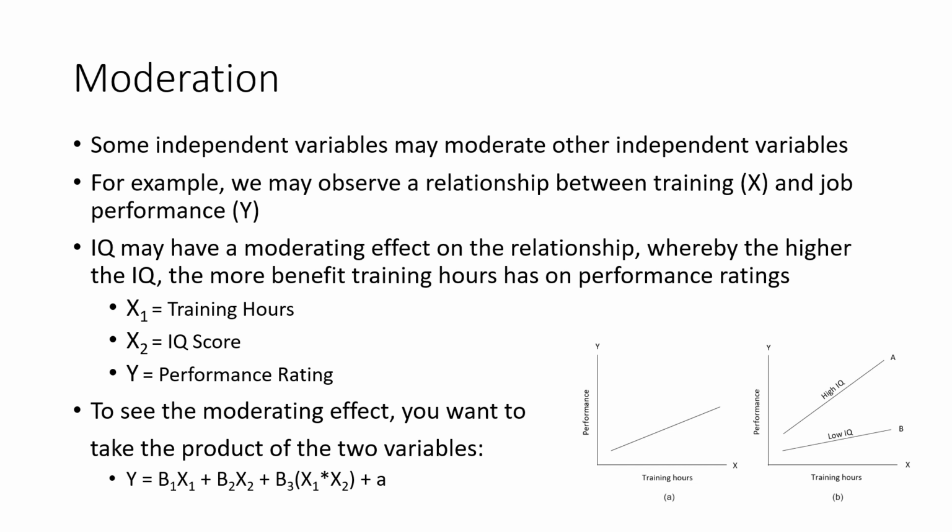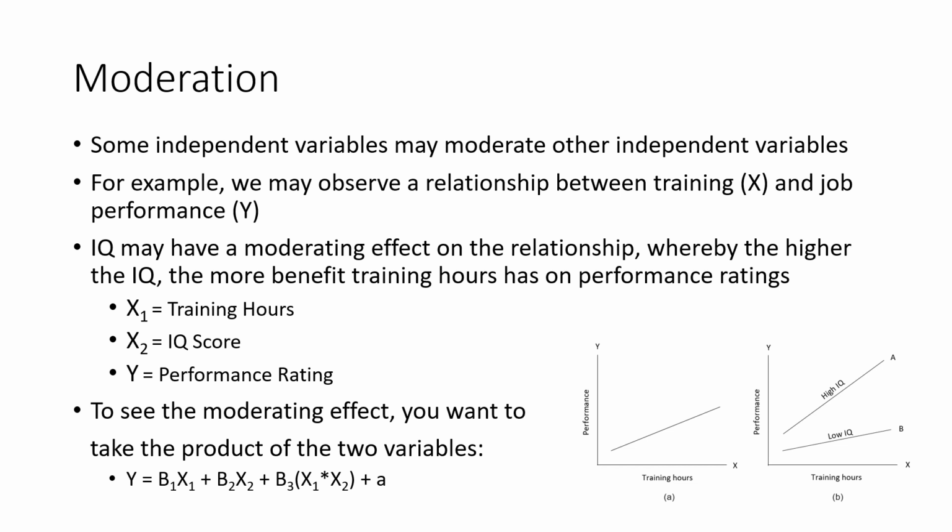And you can see in the bottom left in figure A that there is a positive relationship here. As training hours increase, then employee performance also increases. So there appears to be a return on investment. But what if the relationship between training and performance depended on the level of another variable? We'll call it a third variable. And let's use the example now of IQ as that third variable. And we're going to ask ourselves, does IQ have a moderating effect on this relationship?